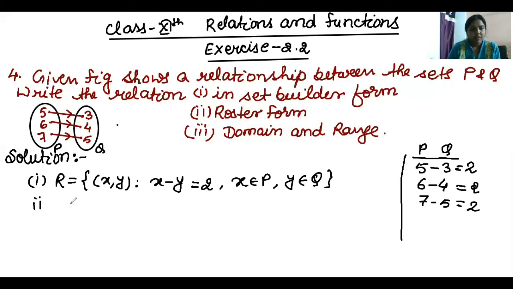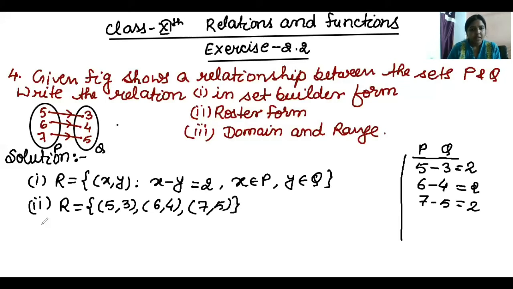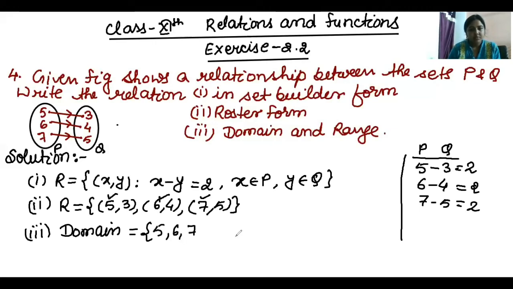Now second, we have to write roster form of R. So it is very simple. Just we have to write elements (5, 3), (6, 4) and (7, 5). Next third, that is domain and range. So domain means all first coordinates of ordered pairs: 5, 6 and 7. And range means all second coordinates of ordered pairs: 3, 4, 5. So these are our final answers.